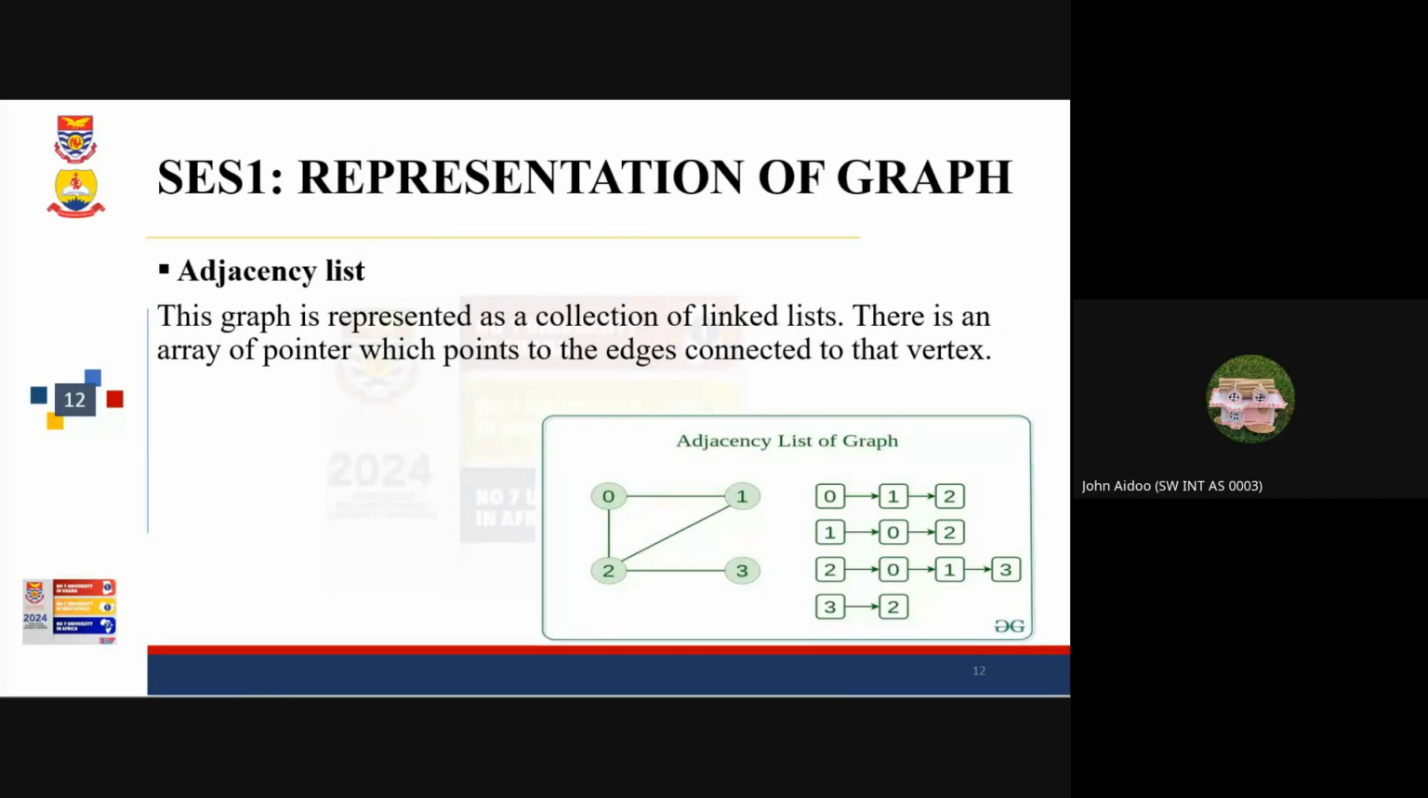That's good. Please, to add to what my sister said, the 2, 0, 1, and 3, the arrows over there do not mean that it is directed. That is what you have to put in your mind. That one I asked earlier on. So it doesn't mean that you have to go from 2 to 0, then you cannot come back. This one is not a directed graph. Thank you. All right, thank you so much.